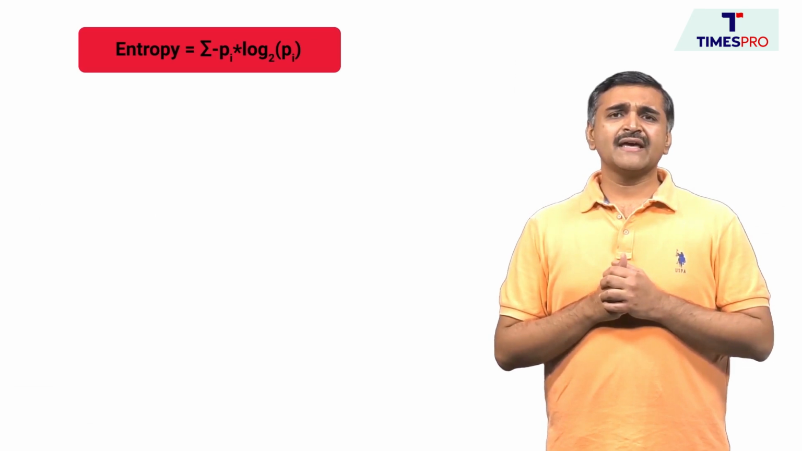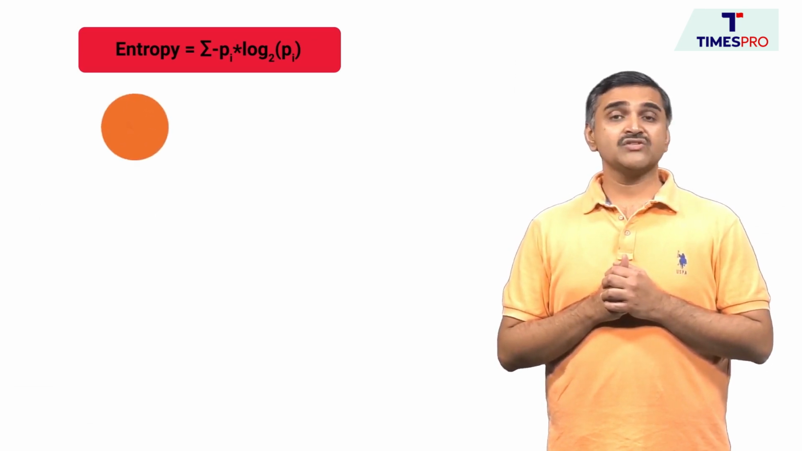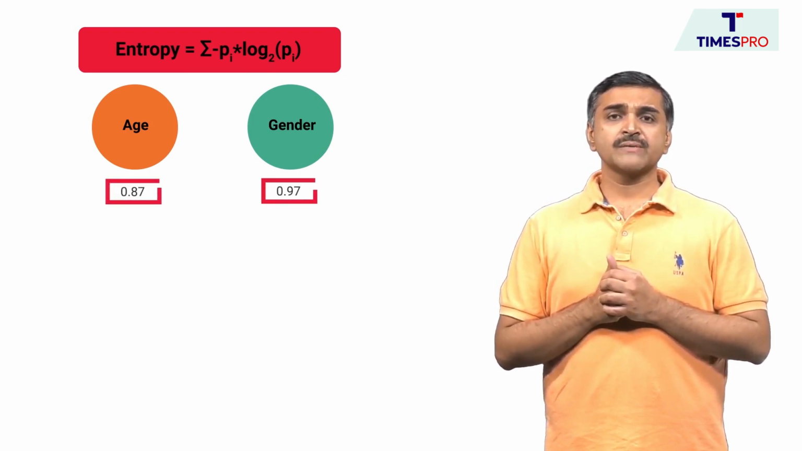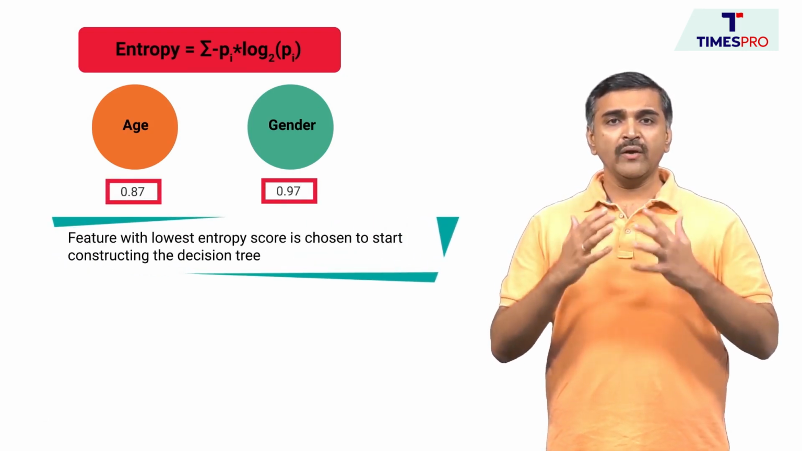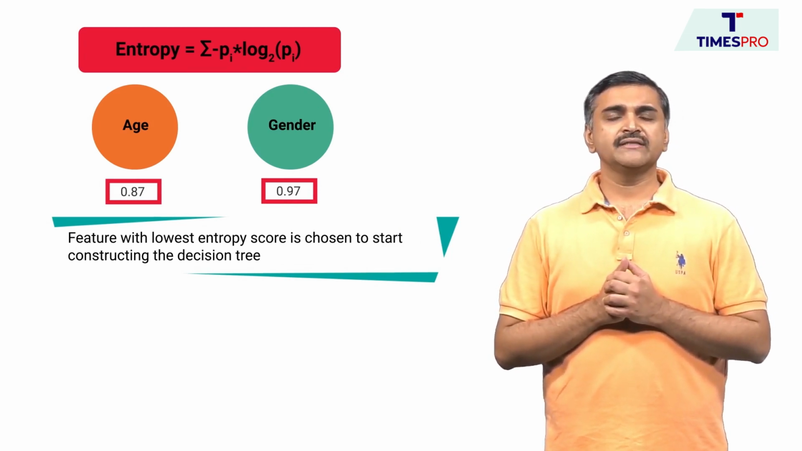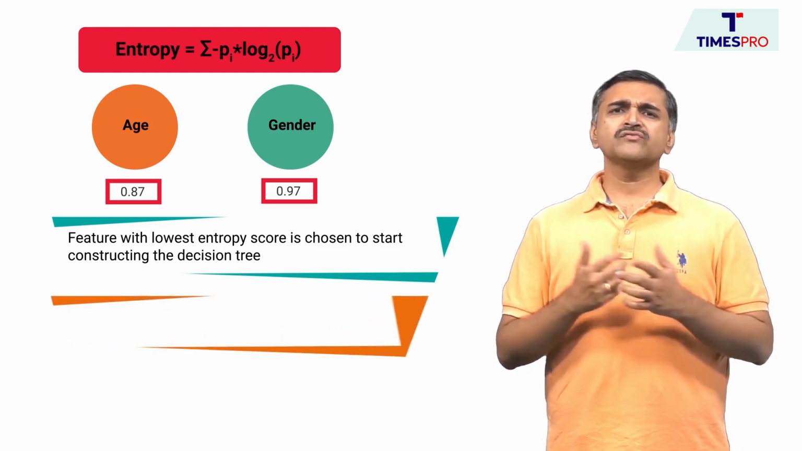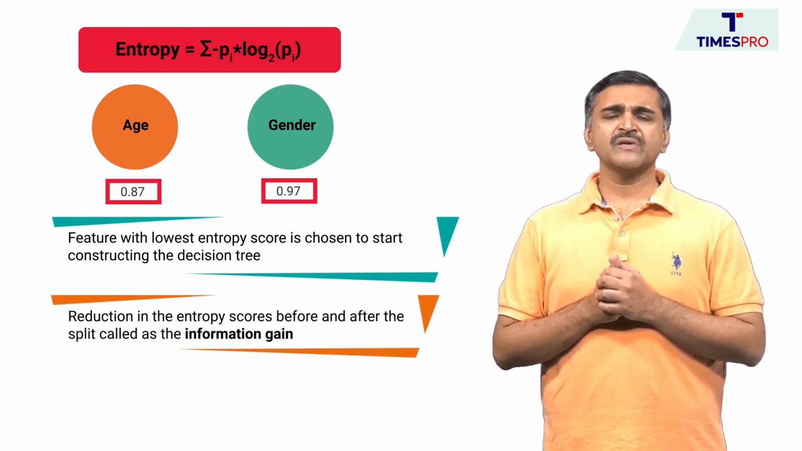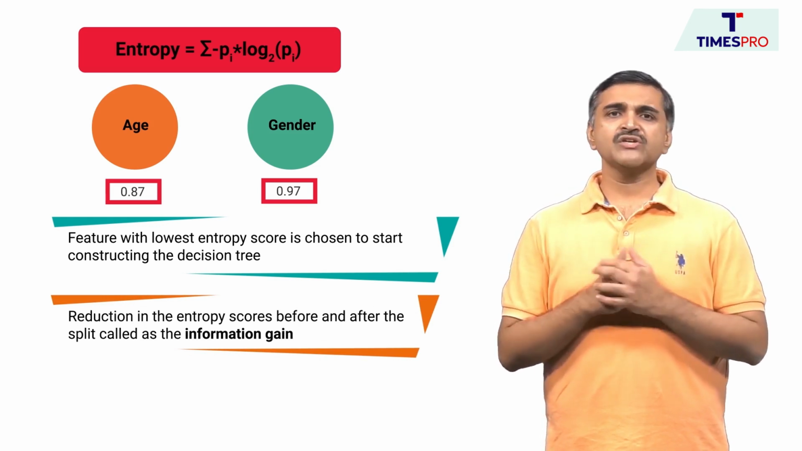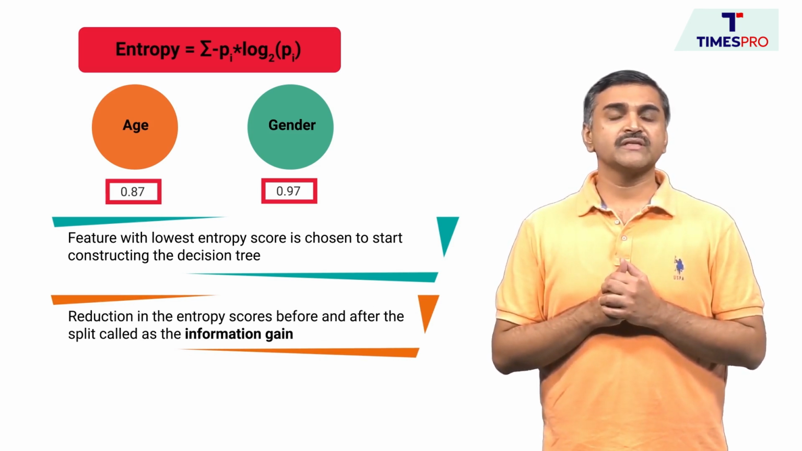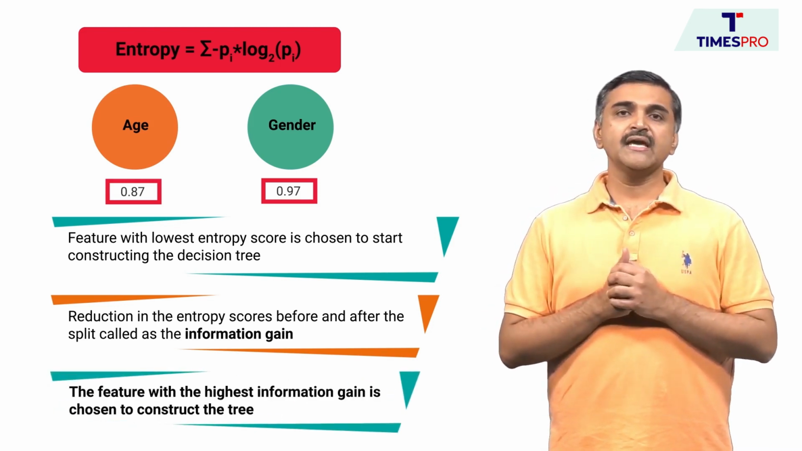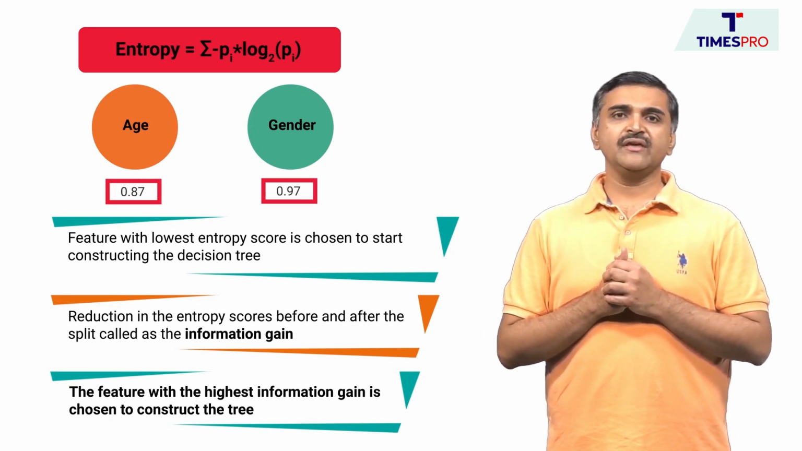Suppose our data set has only two features, that is age and gender. Considering their weighted entropy scores, the feature with the lowest, that is age, is chosen to start constructing the decision tree. In most cases, the reduction in the entropy scores before and after the split, called the information gain, is used to construct the decision trees. The feature with the highest information gain is chosen to construct the tree.